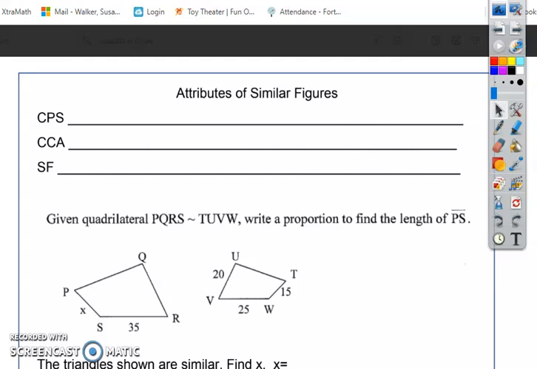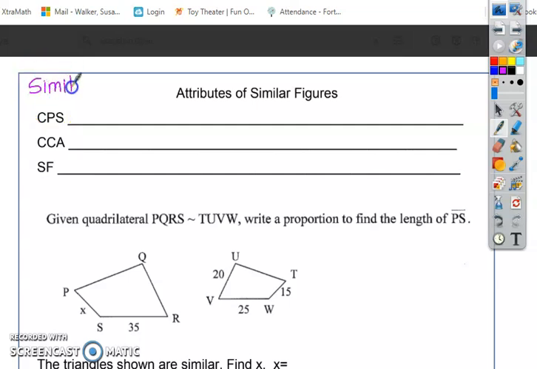Hello, we are working on attributes of similar figures. So we have these little letters here. This is not what you think, they are going to tell us ways to remember our attributes of similar figures. You literally may have a question that specifically asks about this, but I will let you know these right here you want to make sure you know for your quiz. So let's write it down really quickly.